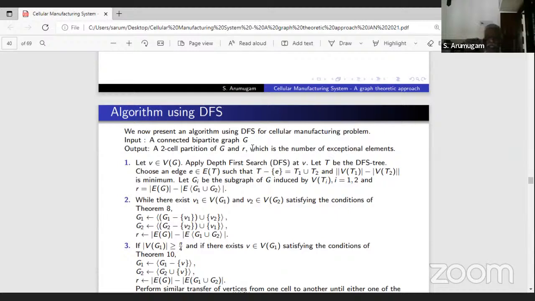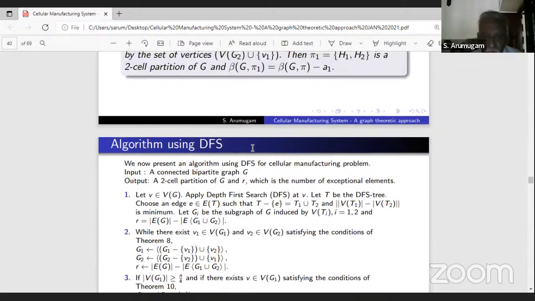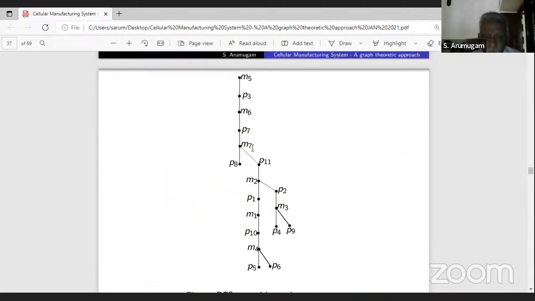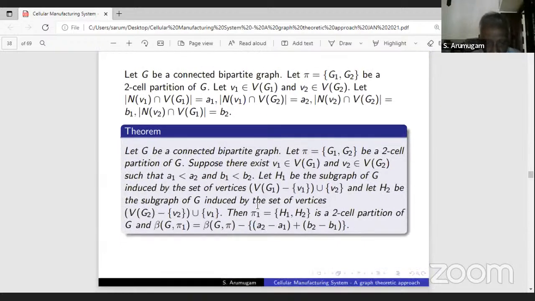Can you extend it for 3 cells or 4 cells? That is not difficult. Instead of removing one edge from this tree, remove 2 edges. Suppose I remove P7, M7 and P1, M1. I remove 2 edges, then I get 3 cells. So extending this for more number of cells is not a difficult problem.